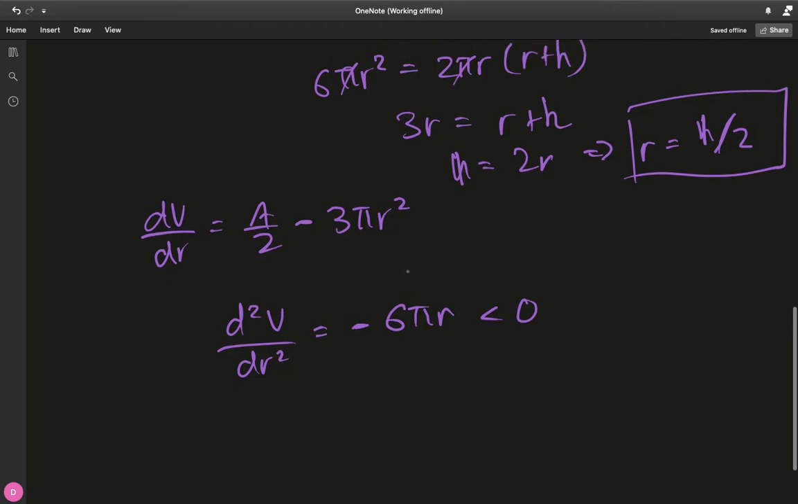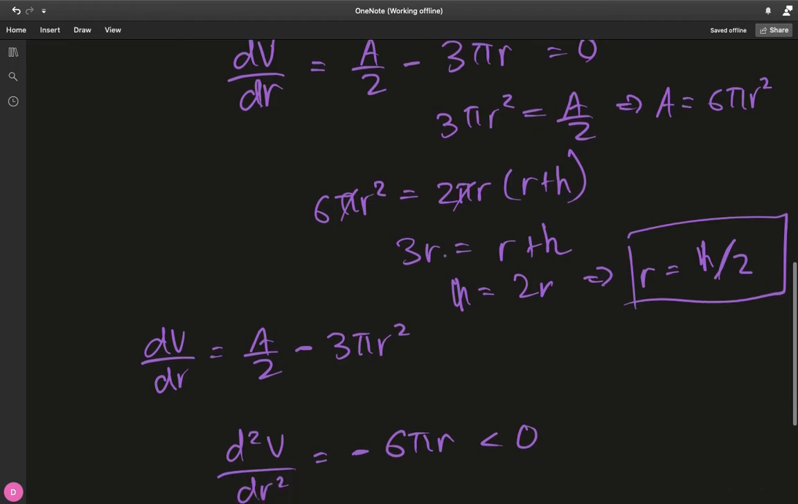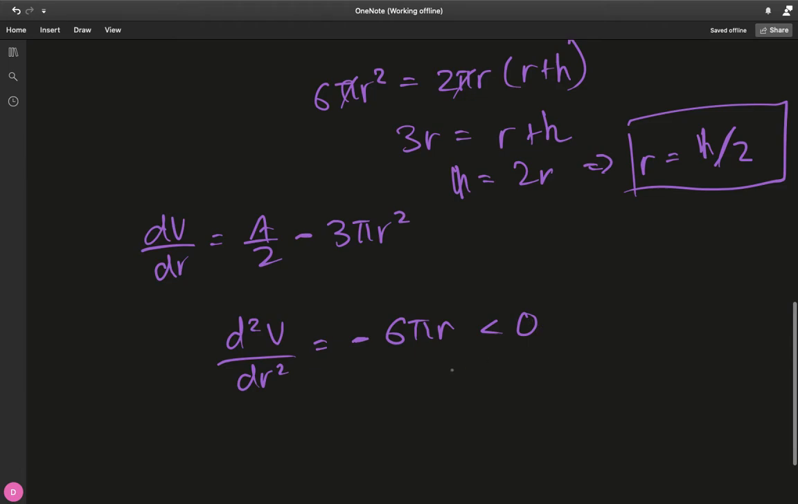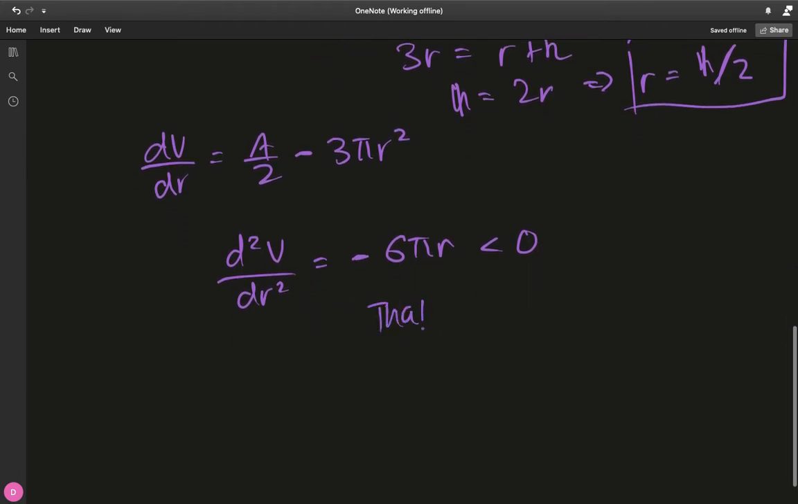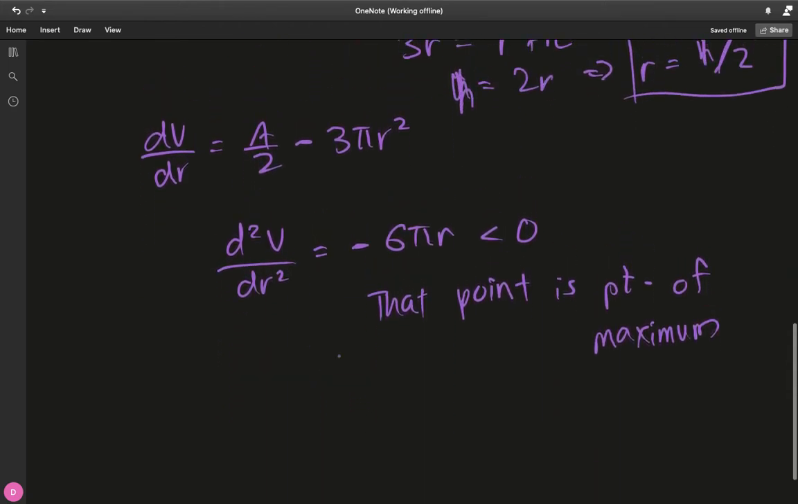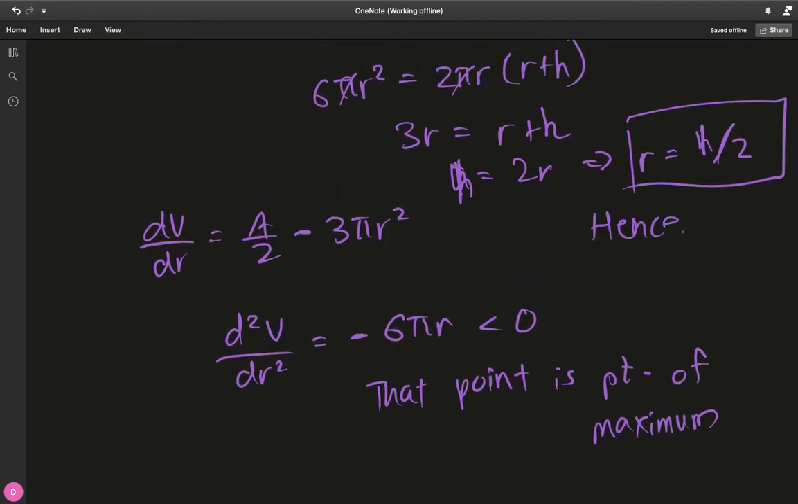So if the derivative is 0 and the second derivative at that point turns out to be negative, then that point is a point of maximum. So this indeed happens when we have maximum volume. We just check that with a second derivative test. So hence proved, we showed that radius is half of the height. Hence proved, QED.